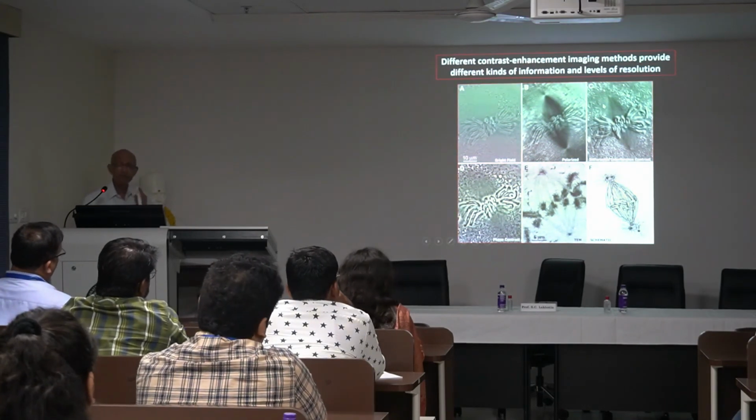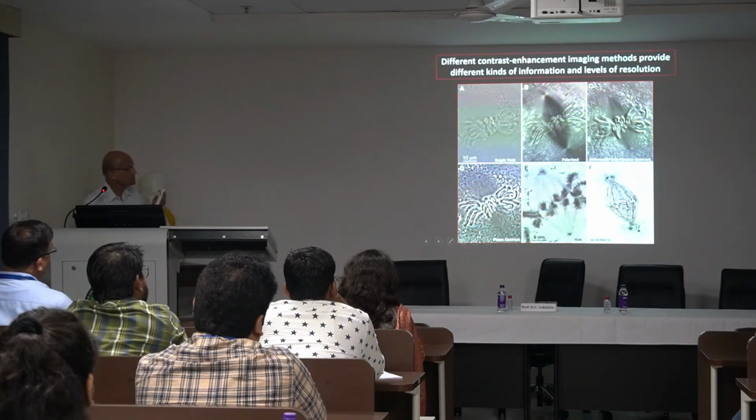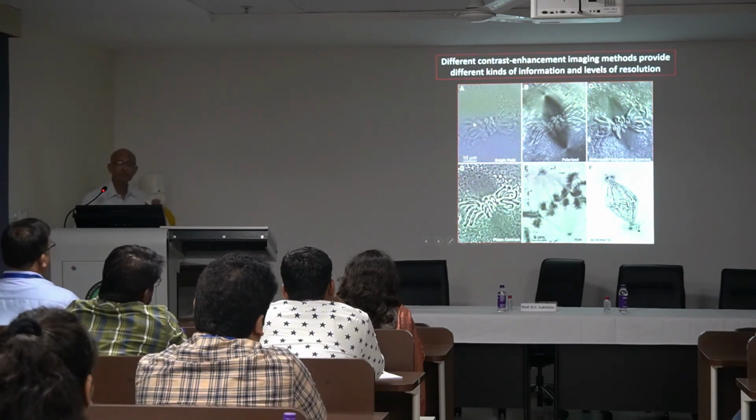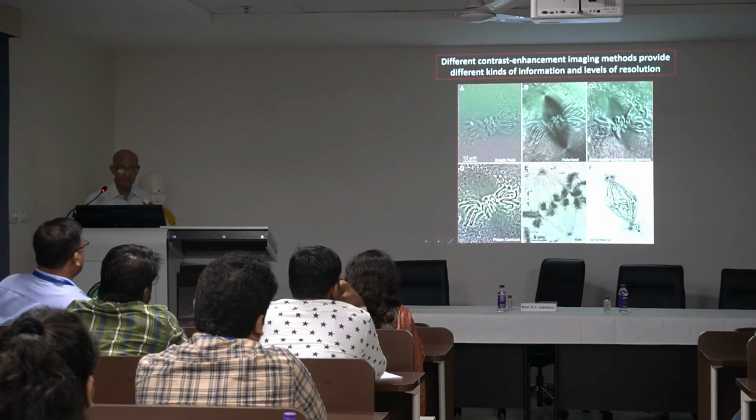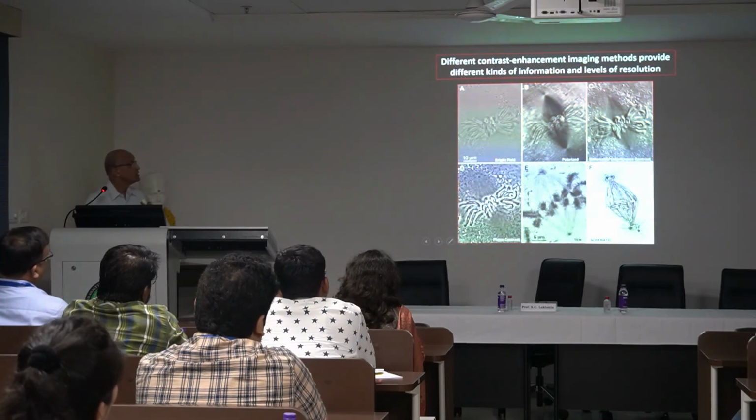Now, these are different kinds of optical systems that you can use. For example, this is a mitotic cell, the same mitotic cell at metaphase, unstained. You don't see much because you don't have contrast between the object and the background.